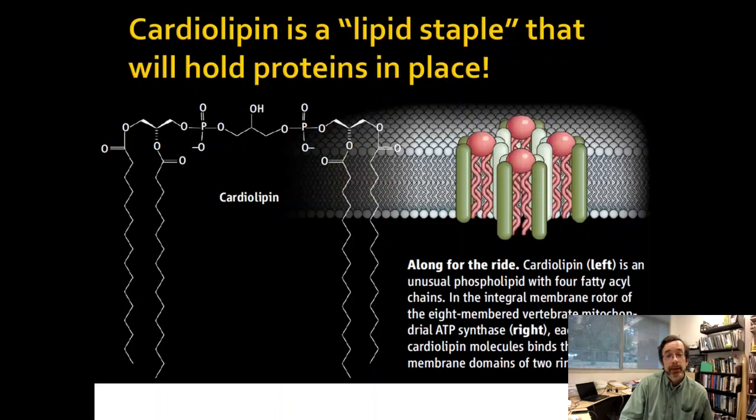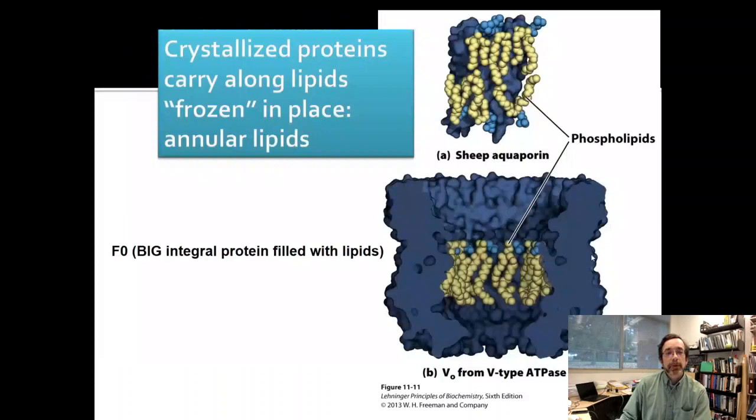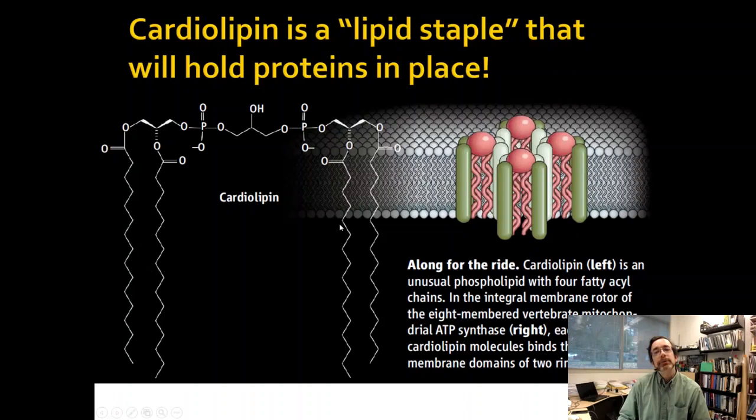So the very last thing, we've reached the end of this lecture. The very last thing is I promised I would tell you what cardiolipin would do. So these frozen in place lipids are called annular lipids. That means that they're very tightly bound. And cardiolipin is actually an annular lipid for 2 different proteins. The left side is annular to 1 protein, the right side is annular to another one. That means that this is a staple that literally holds two proteins together.